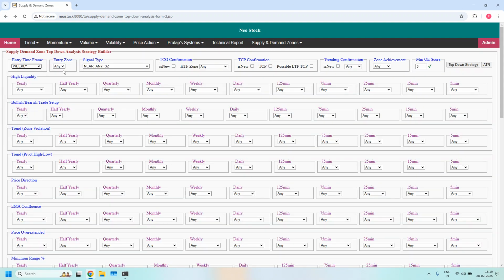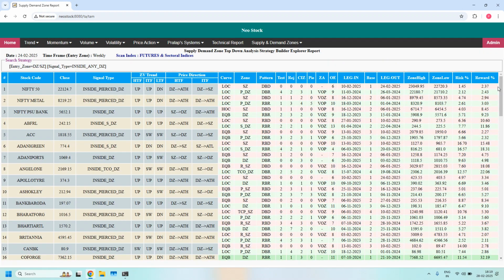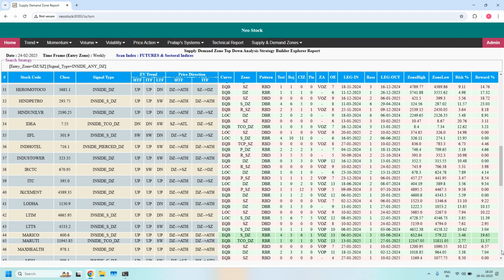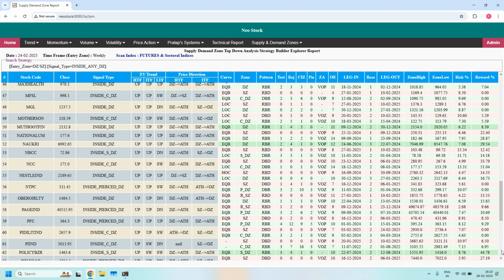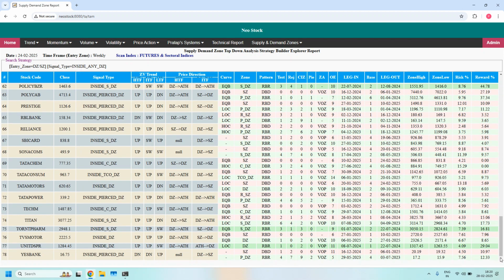Next, weekly time frame, price closed inside the weekly demand zone. We got a big list. 78 stocks are filtered, price closed inside weekly demand zone. Let me scroll the list down. Okay, 78 stocks currently price closed inside these weekly demand zones.